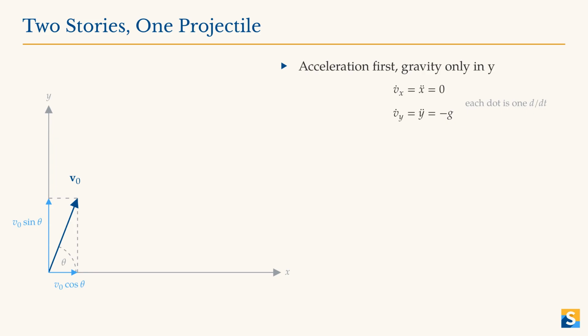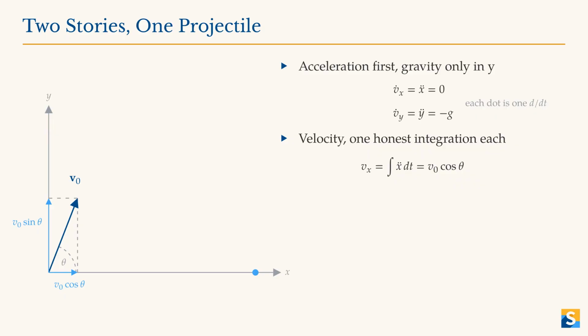Let's integrate the horizontal story once, acceleration to velocity. X double dot is 0, so Vx never changes from its birth value, V0 cosine theta. Watch the dot run the x-axis alone. Tick after tick, the same stride. No force, no change, inertia keeping perfect time.